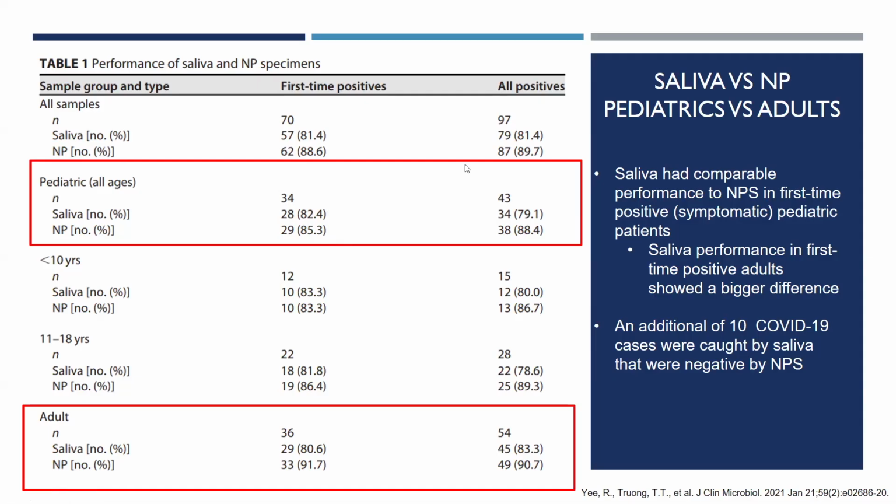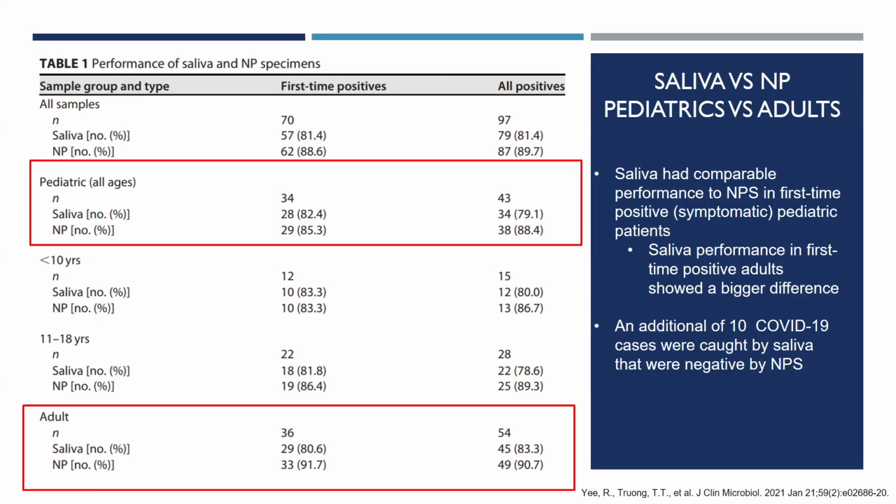However, when we looked at all positive, so now we're including all the asymptomatic individuals, this gap in performance is a lot bigger. So saliva accuracy was 79% compared to NP swabs of 88%. Interestingly, though, when we looked at the adult population, despite it being first-time symptomatic adults, the performance of saliva was only 80% compared to the 91% achieved by NP swabs.